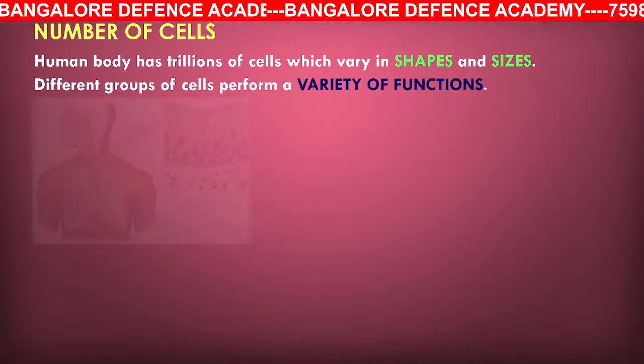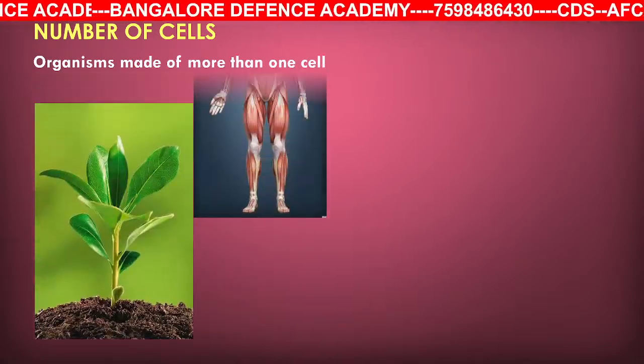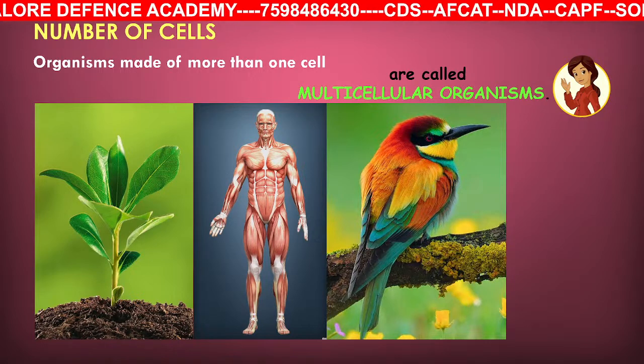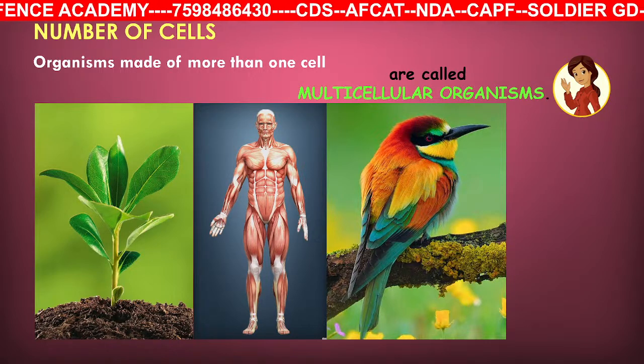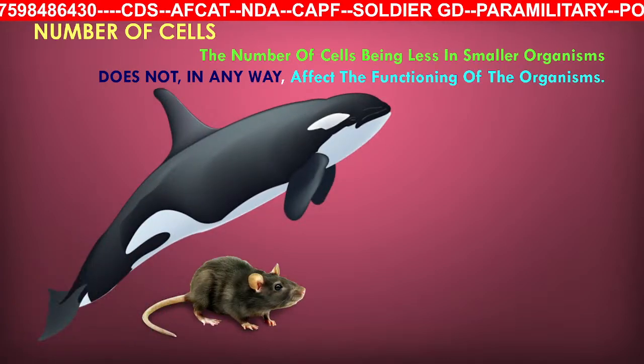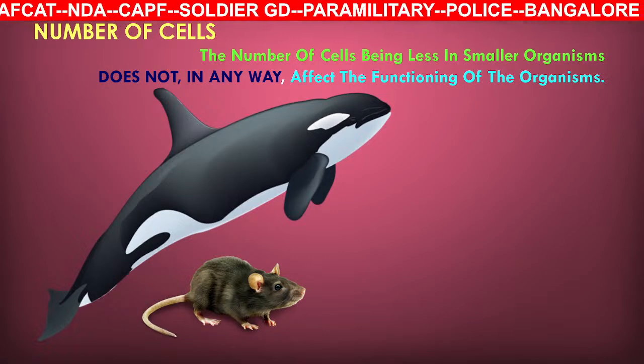Different groups of cells perform a variety of functions. We have different types of cells. Organisms made of more than one cell are called multicellular organisms, for example plants, humans and birds. The number of cells being less in a smaller organism does not in any way affect the function of the organism.